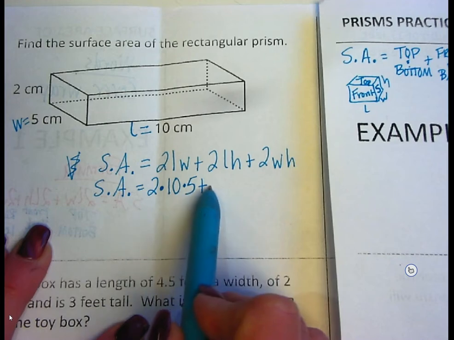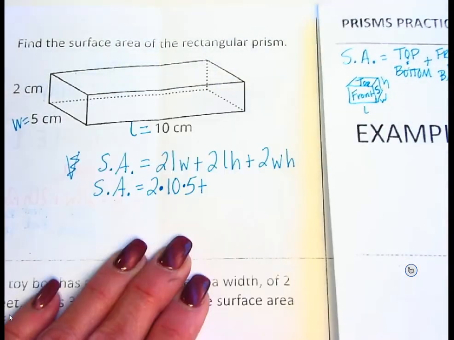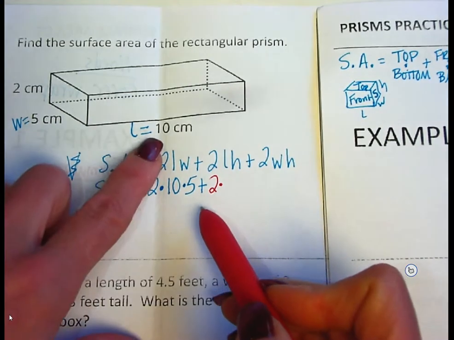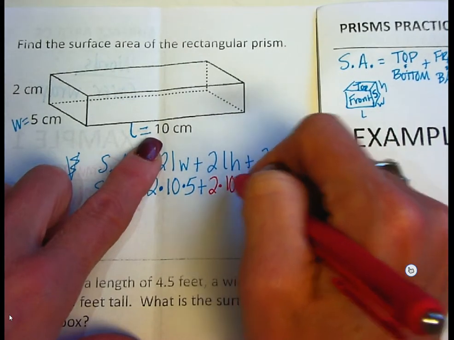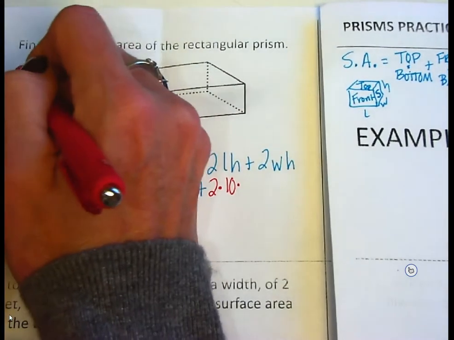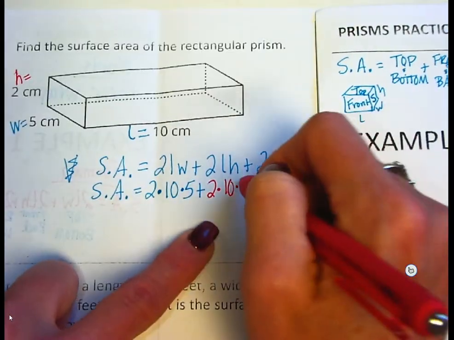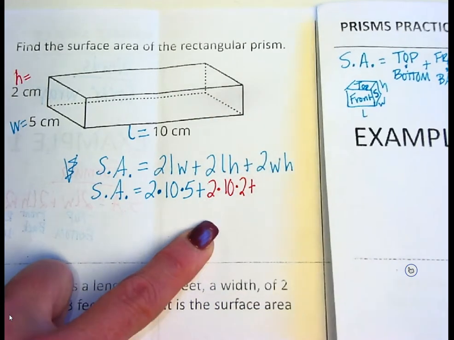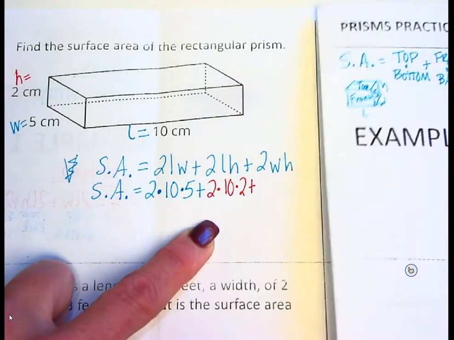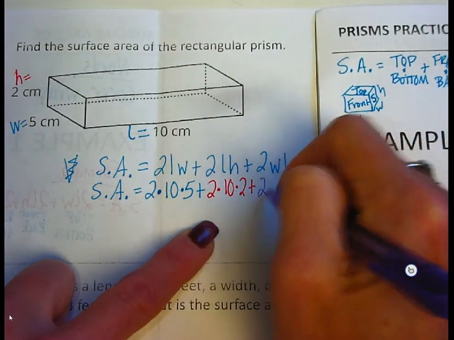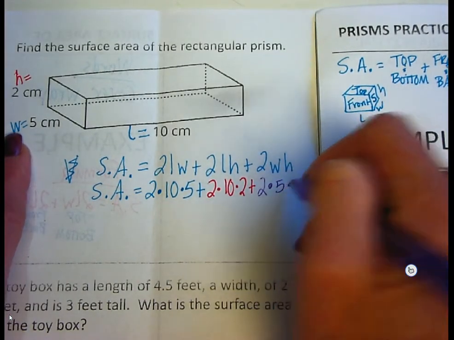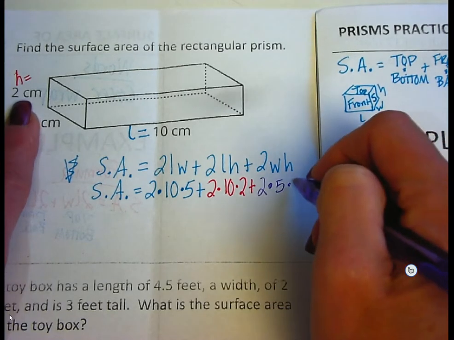And now I'm going to go on to the front and the back. So then I'm going to get a different color to kind of help me keep track. 2 times, what's my length? 10. See, I'm just plugging in the numbers. And then what's my height? 2. My height is over here at 2. And then I'm going to finish off with my sides. And my sides, I know I have 2 sides, a right and a left. And then what's my width? 5. And I already have my height, which is 2.